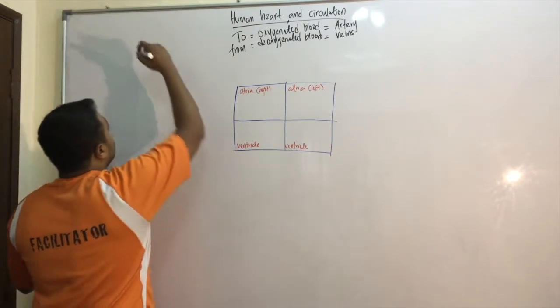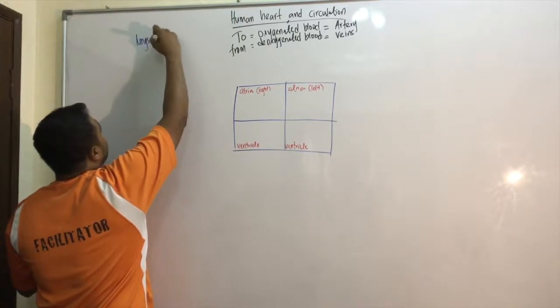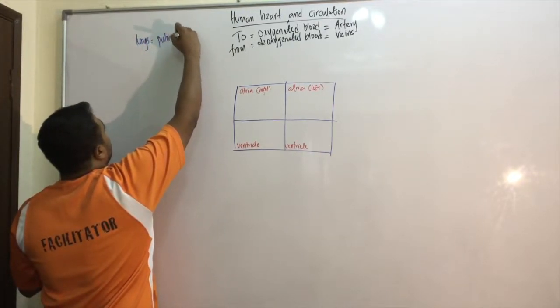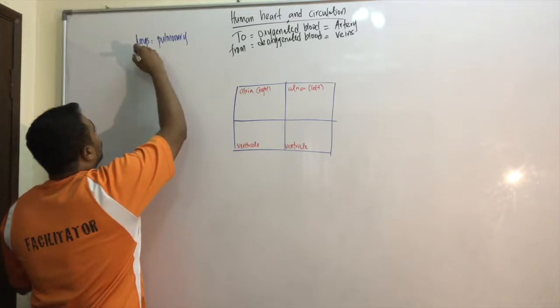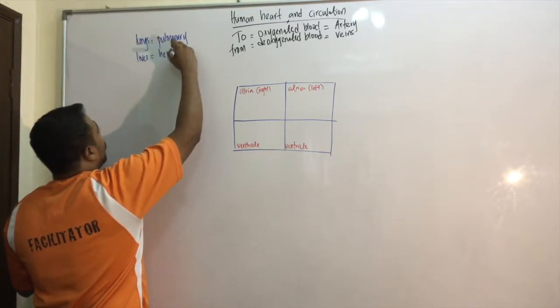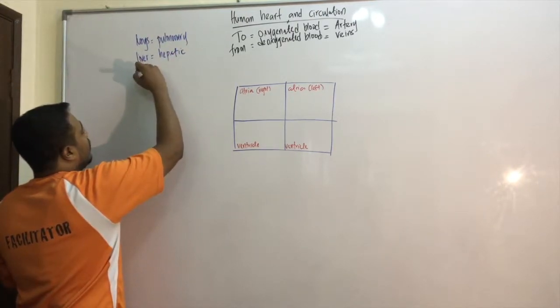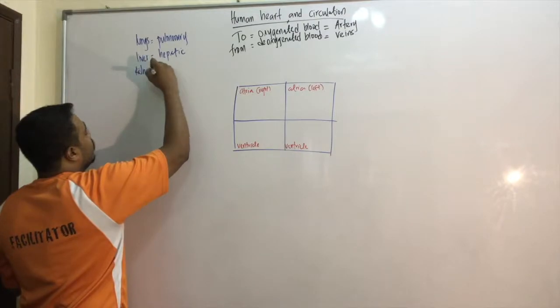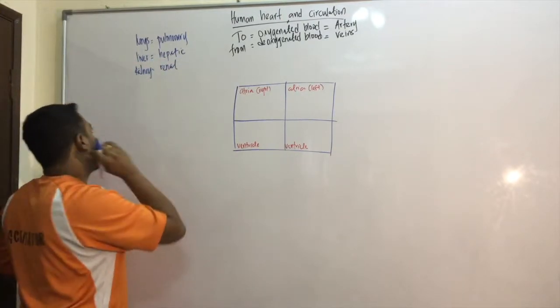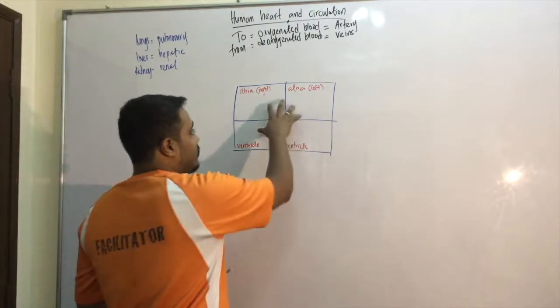Key medical terms: lungs are represented by the word pulmonary, liver is represented by the word hepatic, or simply hepa. Kidney is represented by the word renal. These are general terms that we use. Now let's go back to the heart itself.